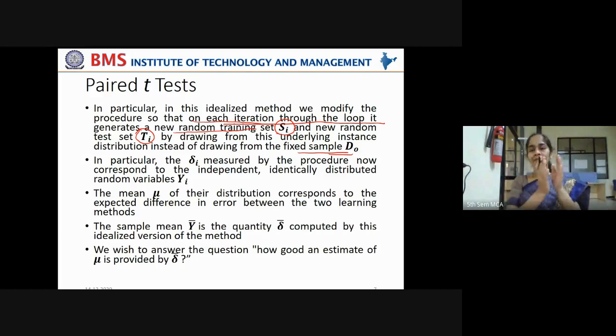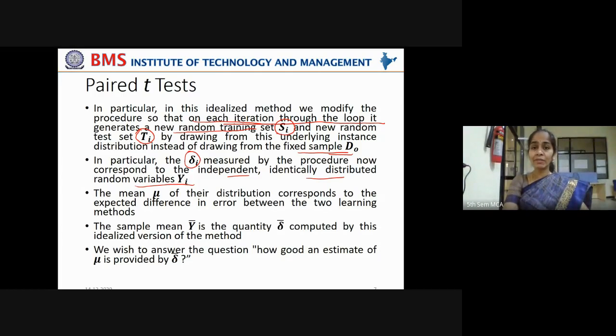So what we did is we already have D naught on which we performed cross validation. Now let us draw a different sample from which again we select the training set and test set. In particular, the delta i measured by the procedure now correspond to the independent identically distributed random variables yi. Now, what is this delta i?